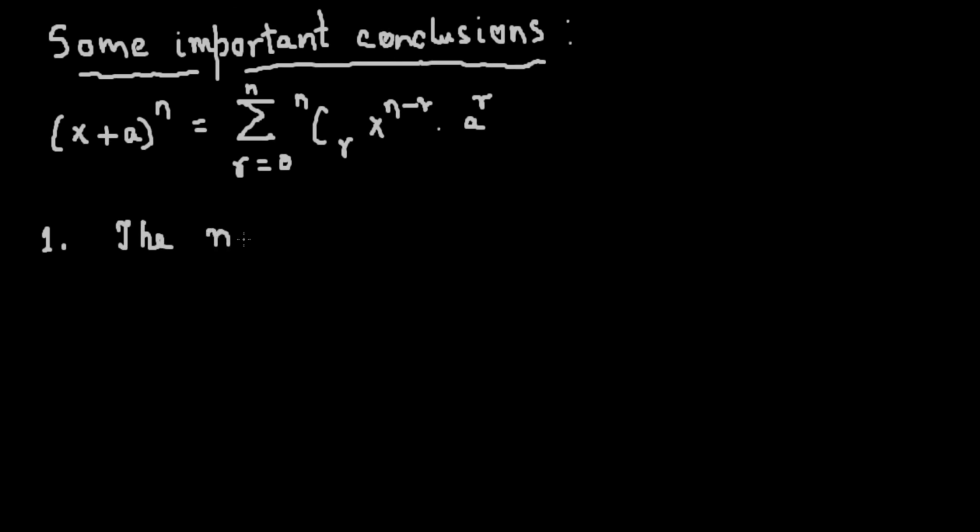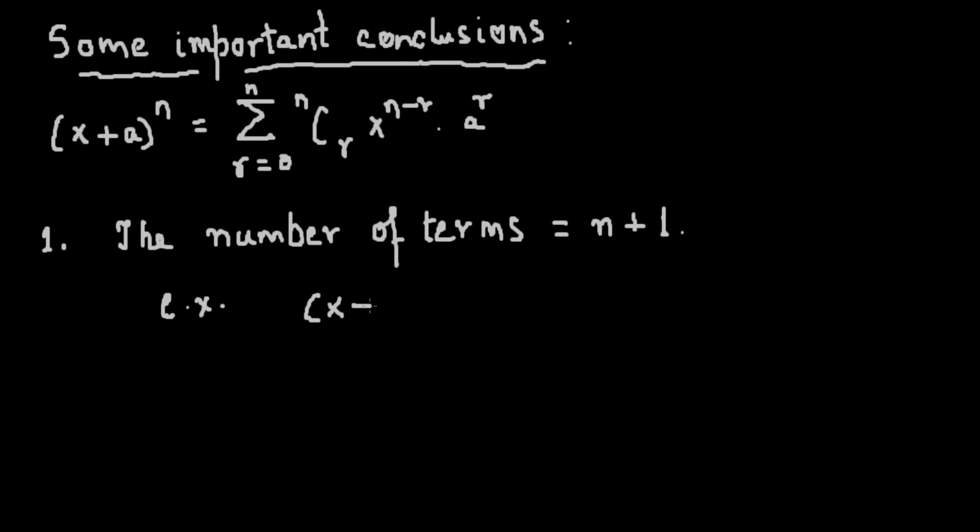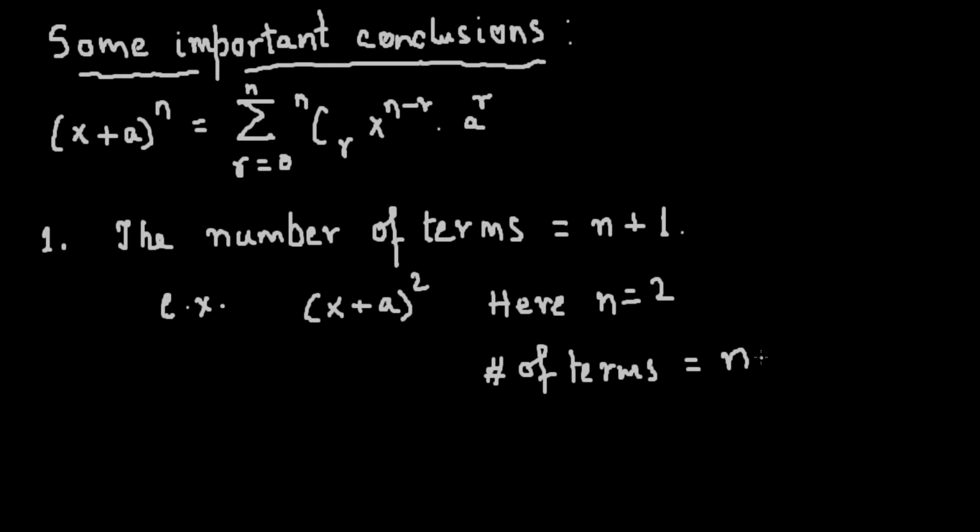is about the number of terms. The number of terms in the expansion of x plus a raised to the power n is equal to n plus 1. For example, if we have x plus a squared, so here n is equal to 2. So the number of terms is equal to n plus 1, and that should give us 3, and that's true.